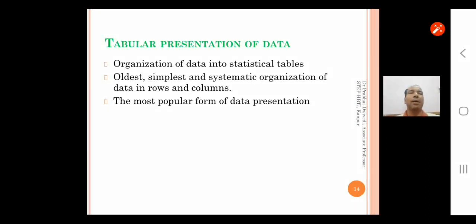This is systematic organization of data in rows and columns. Even a layman can read, understand, and interpret such kinds of data presentation in tabular form. So this is a very important form of data presentation. This was popular, this is popular, and this will remain popular because of its merits, because of its simplicity, because of its readability, because of its interpretability. That is the feature of tabular data presentation.